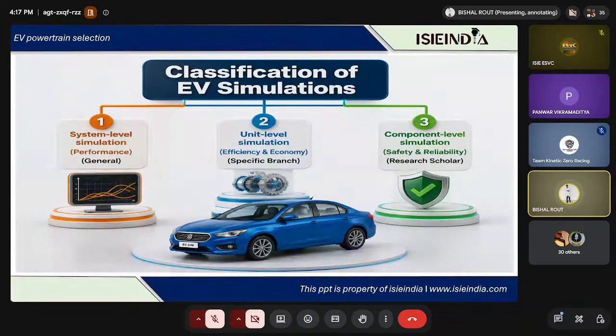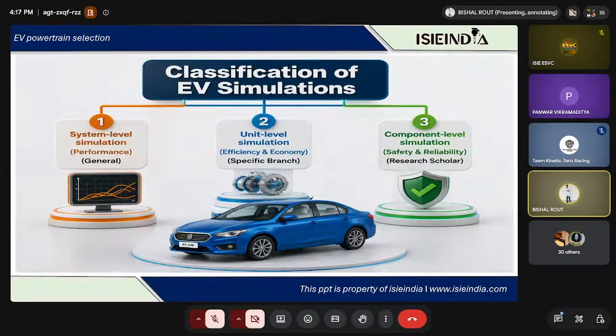First, the system level simulation is done. The vehicle development team creates a complete vehicle model containing the battery, inverter, motor, reducer, gearbox, wheels, vehicle dynamics, driver, and road load. They test that with different combinations of motors: 120 kilowatt, 50 kilowatt, 180 kilowatt, 150 kilowatt motor, right?